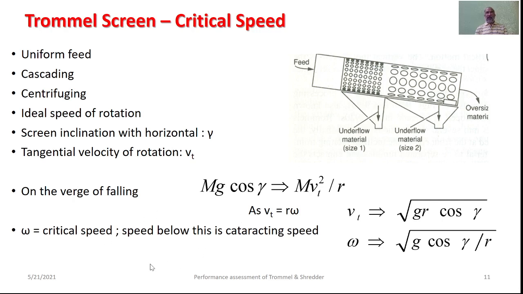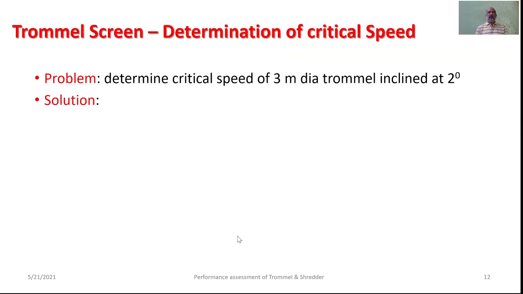Below this speed, we get non-separation. The material which is getting passed is called underflow material, and the material which is not getting qualified is called oversized material. If this required operation is not achieved, then the speed is said to be the cataracting speed.